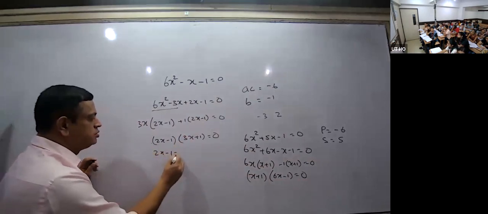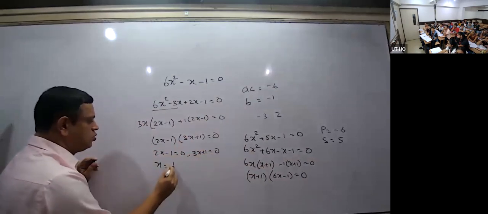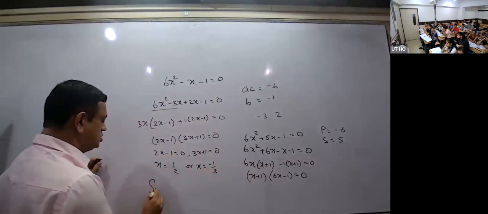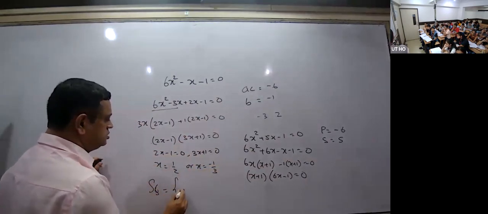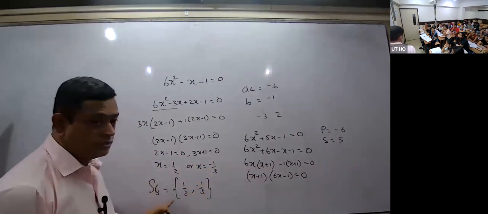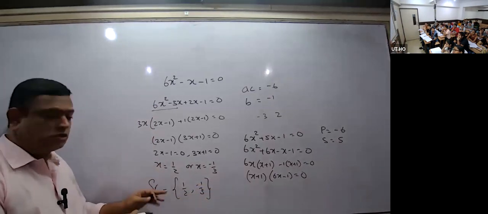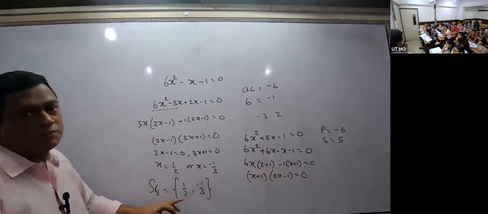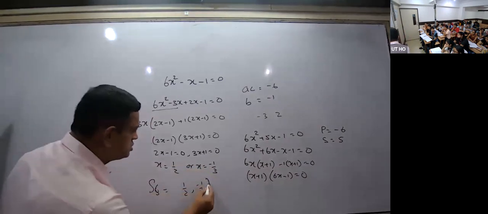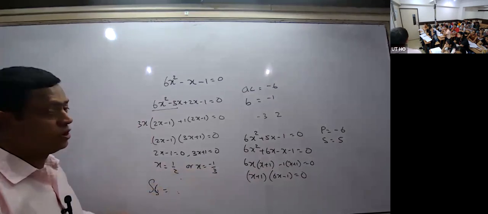2x minus 1 equal to 0 or 3x plus 1 equal to 0. x is equal to 1 by 2 or x is equal to minus 1 by 3. So the solution set is 1 by 2 comma minus 1 by 3. Set symbol you have to put. If you are not confident about what symbol to put, just writing x equal to this much is enough. Don't make mistakes. You have two answers, so the set symbol you have to put. Hope all of you followed.